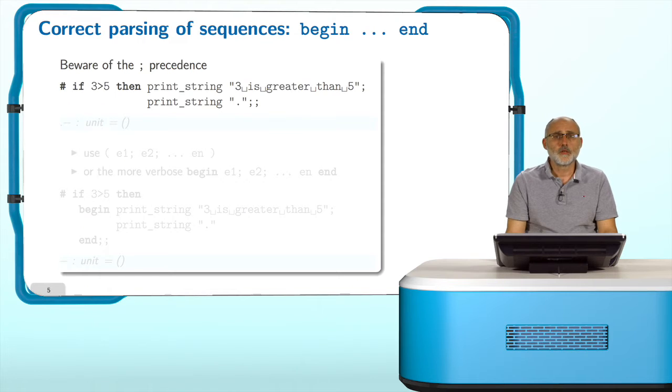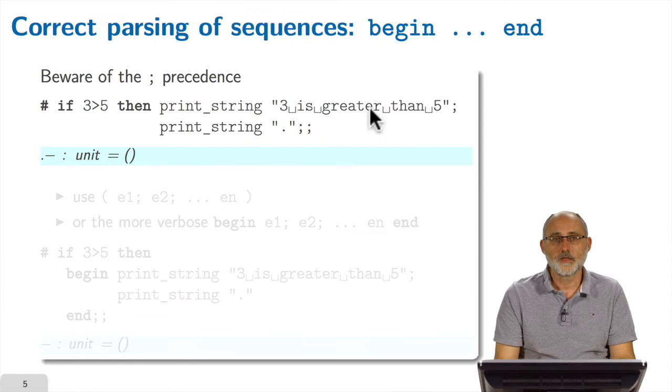A word of caution when you're starting using the semicolon, because it is tempting to start writing pieces of code like this one. I mean, if condition then print a string, then semicolon, then print some other string, and something like this. The indentation lets you think that actually these two print statements will be executed only in the then branch, but as soon as you hit enter, you will see that unfortunately there is this dot here that comes from this print statement here, which means that actually the semicolon is binding less than the other constructs.